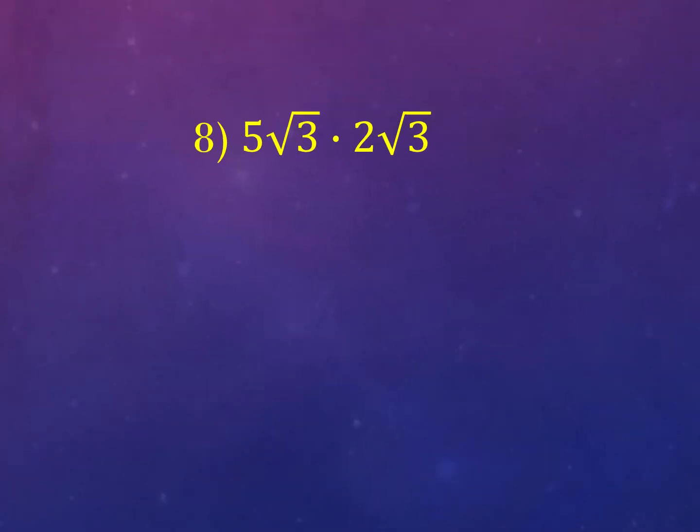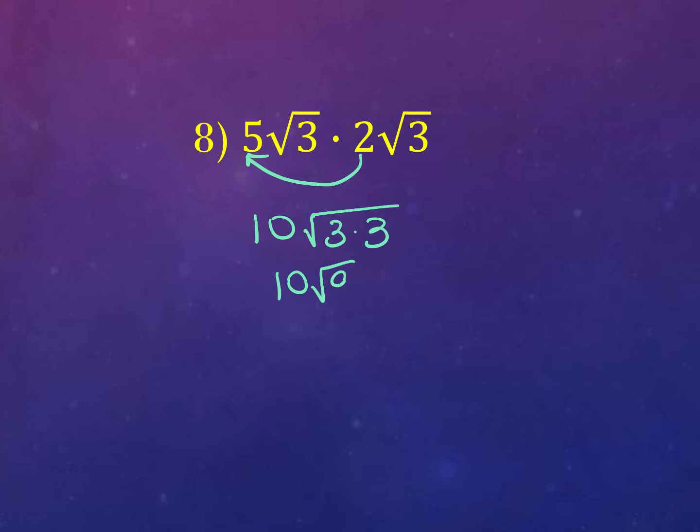Eight is 5 root 3 times 2 root 3. So we've got coefficients and square roots. We're going to multiply together the coefficients. So 5 times 2 is 10. And then we have a couple of things we can do here. Either multiply 3 times 3 underneath the radical, and that gets me square root 9. But then I'm just going to square root that to get it back to the 3, and I end up with a 30.